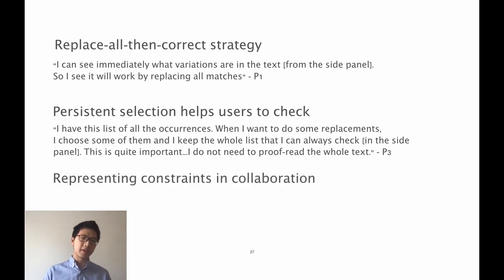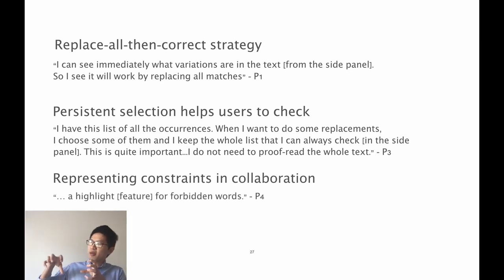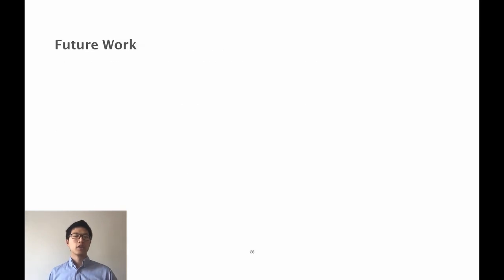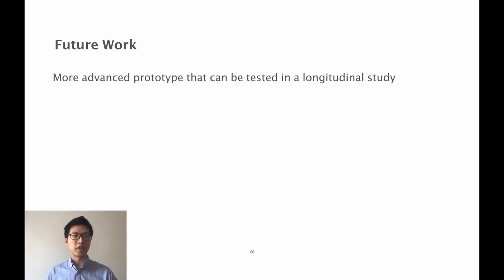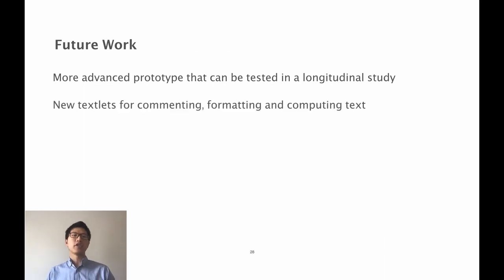Another participant suggests that we can embed the text searchlets into the document itself, for example, to highlight a forbidden word, so that as the document circulates between different co-authors, the co-authors are aware of those constraints. So the future work involves developing more advanced prototypes that can be tested in a longitudinal study. We are also interested in designing new textlets for commenting, formatting, and computing text.